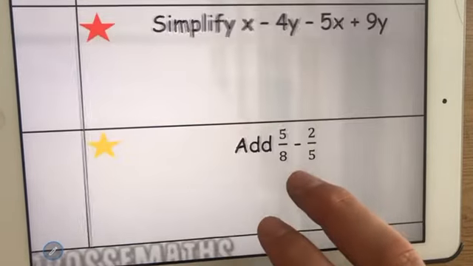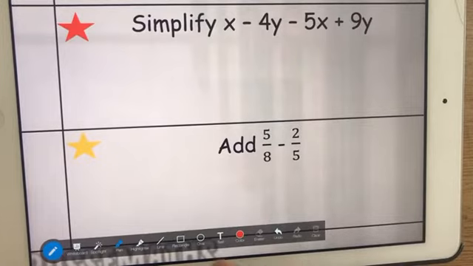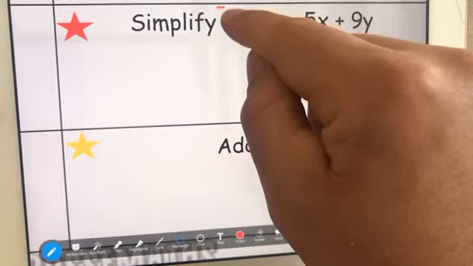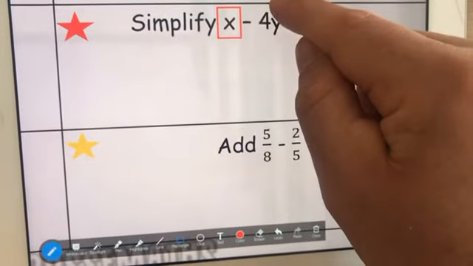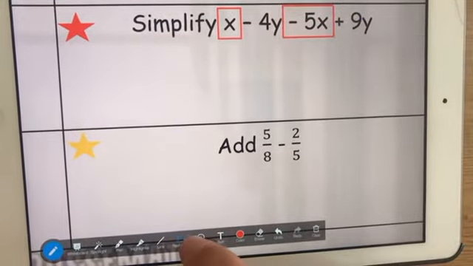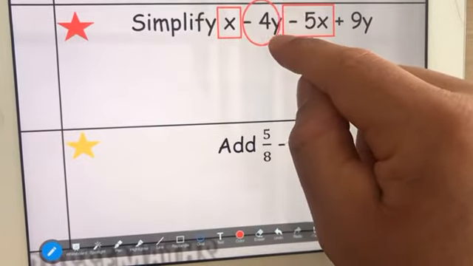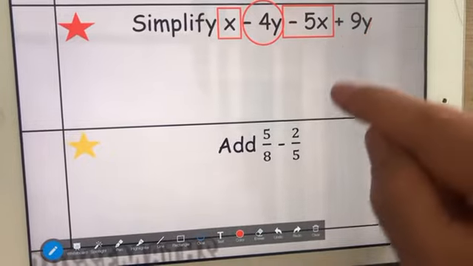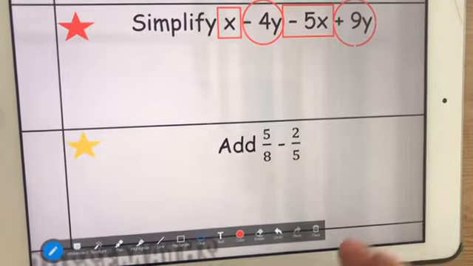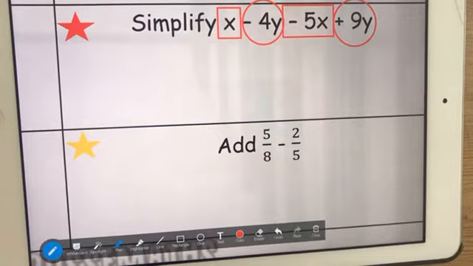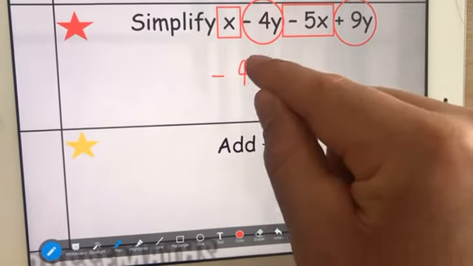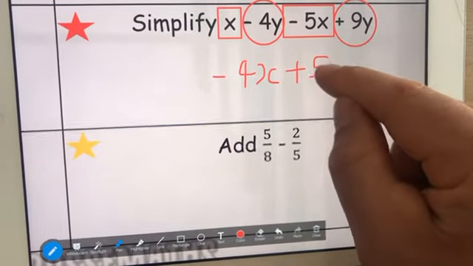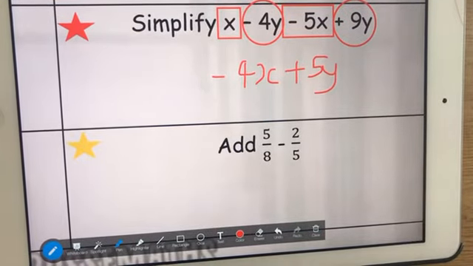Next one. Simplifying, this is what we're going to be doing today. So I've got two lots of letters, x's and y's. Okay, my x I'm going to put by there. Minus 5x. I'm going to put ovals around the y's, or circles, whatever you want to call them. Okay, 1x take away 5x is minus 4x. And then if I look at my ovals, minus 4y plus 9y is positive 5y. Very straightforward.